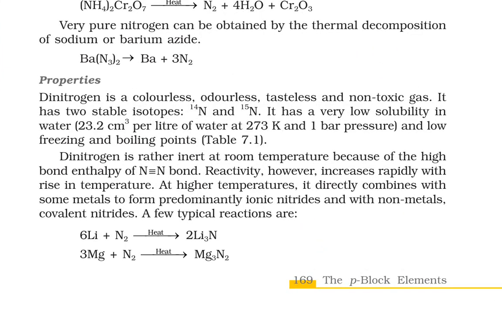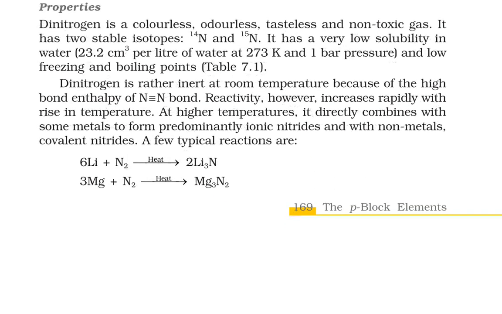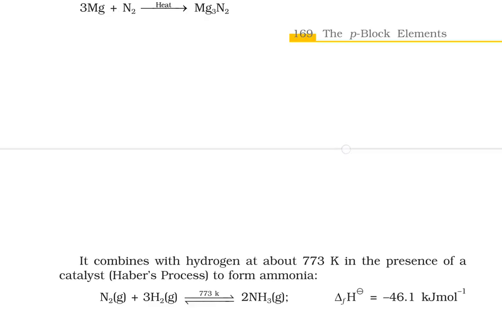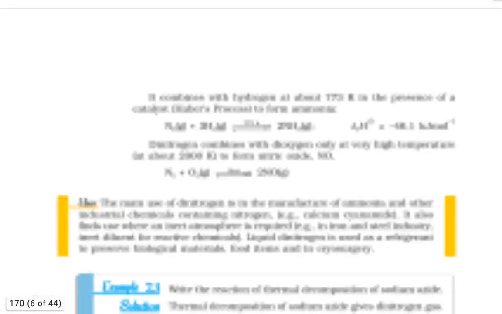Dinitrogen is rather inert at room temperature because of the high bond enthalpy of N triple bond N. Reactivity, however, increases rapidly with rise in temperature. At higher temperatures, it directly combines with some metals to form predominantly ionic nitrides and with non-metals covalent nitrides. A few typical reactions are 6Li plus N2 when heated forms 2Li3N, and 3Mg plus N2 when heated forms Mg3N2.